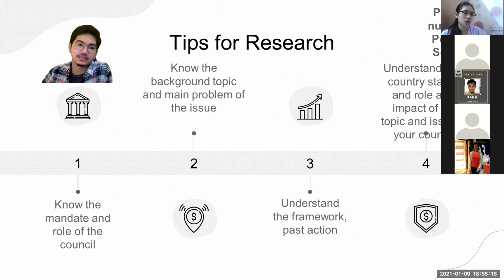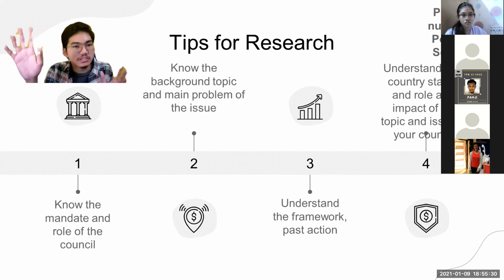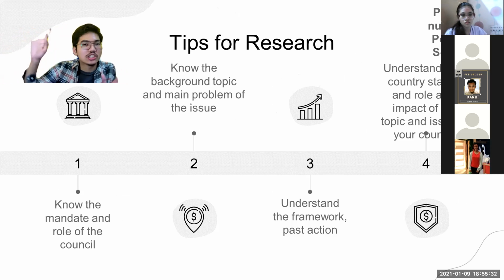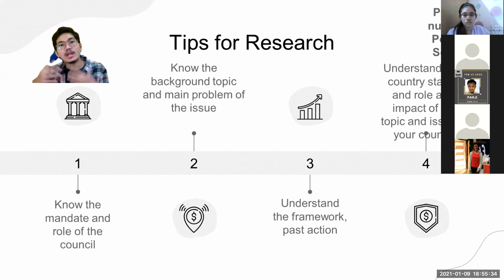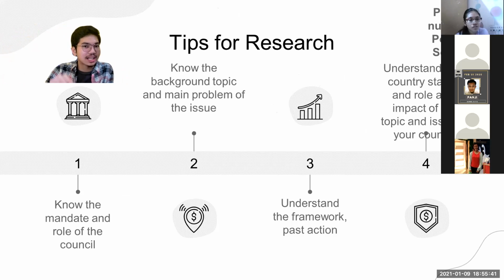Tips for research. As usual, you have to know the mandate. You cannot solve security issues in a UNICEF committee. You cannot solve cultural issues in the International Court of Justice because we have mandates. Make sure you know the mandates. Don't talk about solutions that your council cannot be mandated to do.